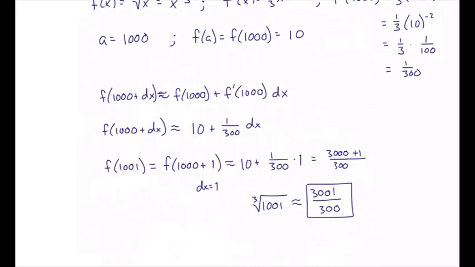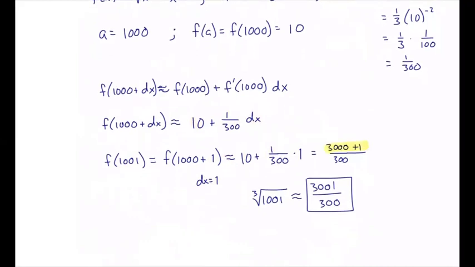So once we've got this, we know that dx is 1. So we know what to do on the right-hand side of this. So we have that the cube root of 1001, or f of 1001, is approximately equal to 10 plus 1 over 300 times dx. Well, dx is 1, so 1 over 300 times 1. When we get a common denominator for all of this, what we end up with is 3000 plus 1 over 3000. So that's 3001 over 300. So we can conclude that the cube root of 1001 is approximately 3001 over 300.